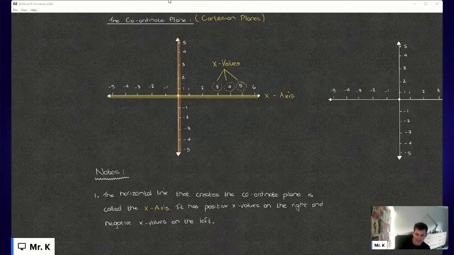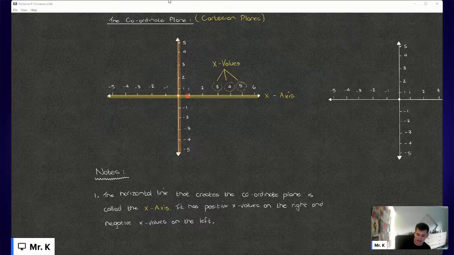So we have this x line over here that we've highlighted in yellow, and on our x-axis, we have these x values. On the right-hand side, we have all of the positive x values, and on the left, we have all of the negative x values, right?